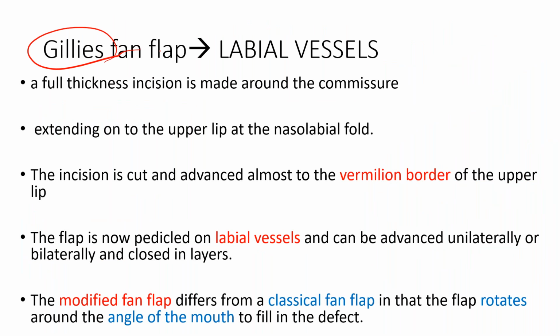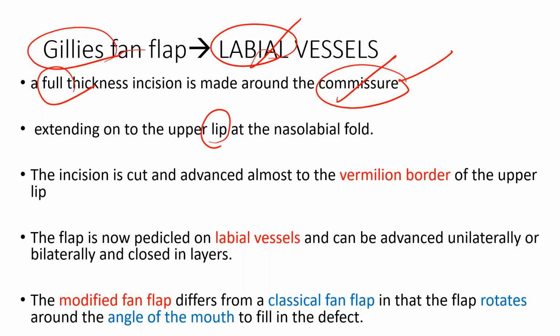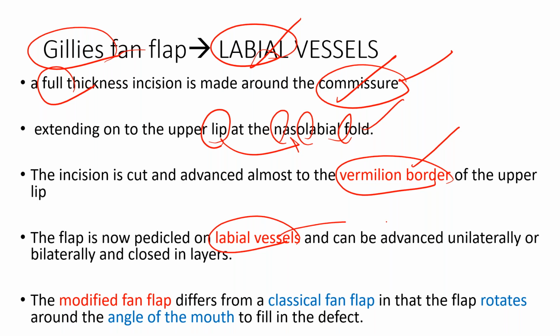So Gillies fan flap is based on once again labial vessels. It is a full thickness one around the commissure. It extends to the upper lip, nasolabial, like a Karapandzic flap only. And it is advanced to the vermilion border, and labial vessels can be advanced unilaterally or bilaterally and closed in layers. It is a modified fan flap.